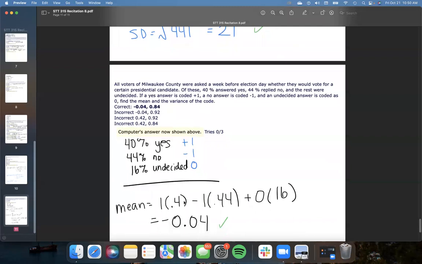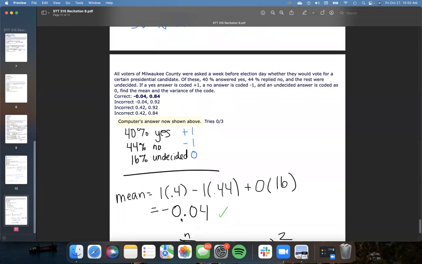So here the mean is 1 times the probability, so here a yes is coded as 1. So here we have 1 times the probability of 1 occurring, which is 0.4. So 1 times 0.4, and then plus a -1 times 0.44. So that's -1 times 0.44, and then plus a 0 times 0.16. So that equals -0.04 as our mean.